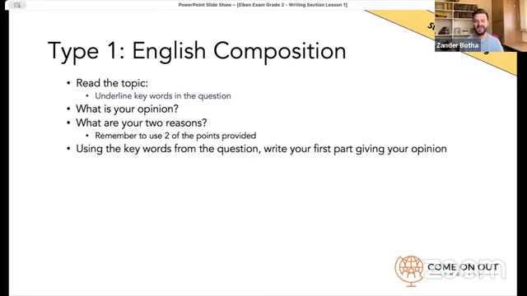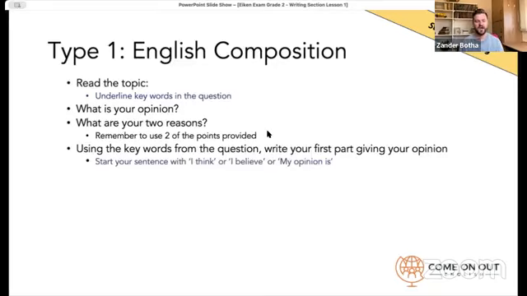So using the key words that you underlined in step number 1, write your first part, giving your opinion, right? You can start this part by using the words I think, or I believe, or my opinion is. Okay, so part 1, when you give your opinion, you start your sentence with I think, or I believe, or my opinion is. All right.